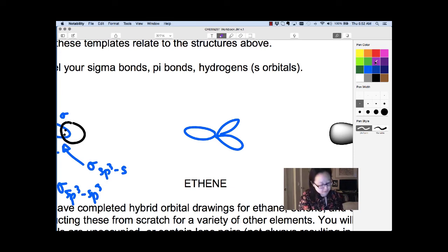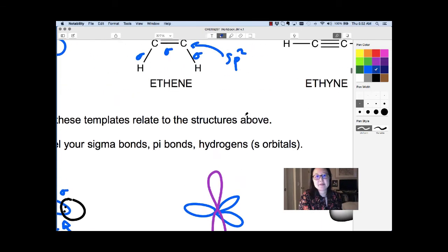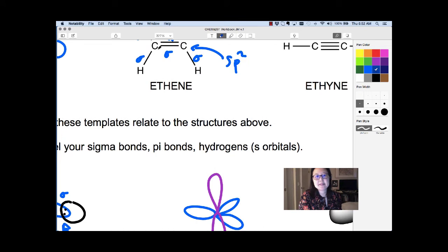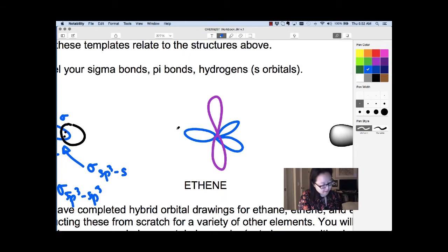So this is something we'll come back to later. Here's my p orbital right there. So that's for one of the carbons, that's for this carbon. Now let's do this carbon the same way. So I'm going to have this carbon over here, it's going to have its sp2 orbitals here, and it's going to have this unhybridized p orbital here.